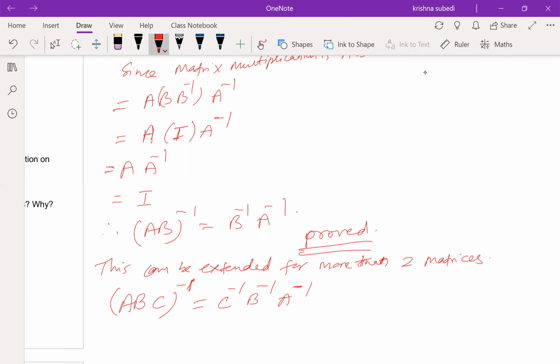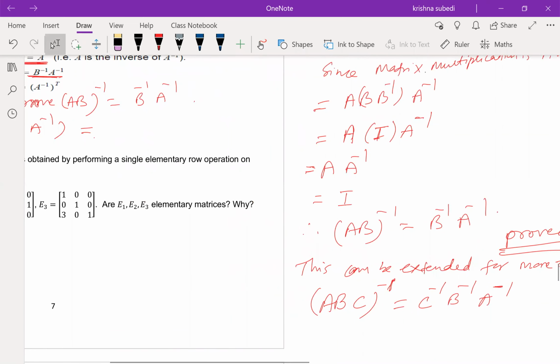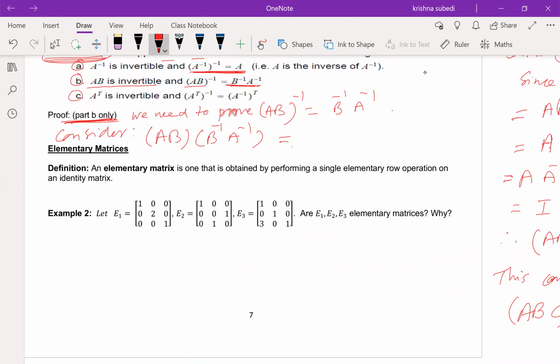Okay, with this theorem done, we quickly learn one more thing here, that is one definition, the elementary matrix.